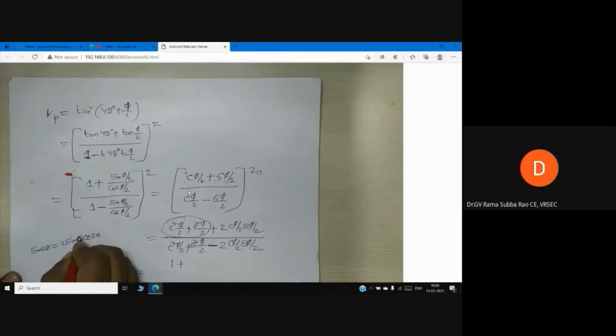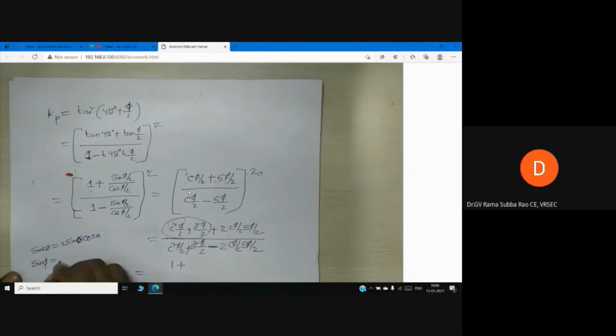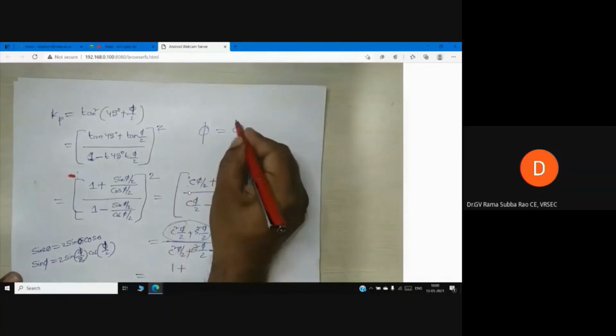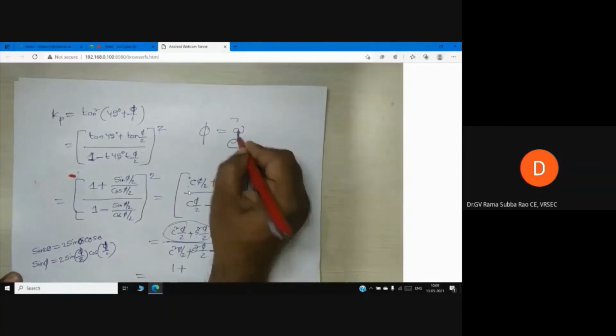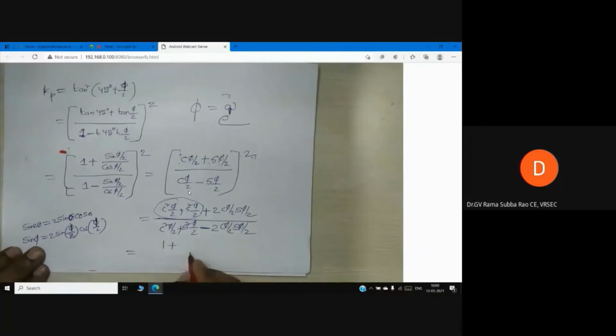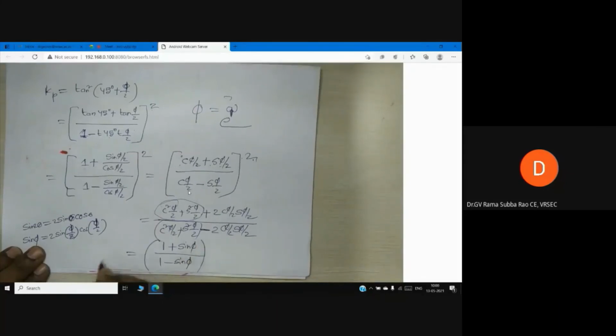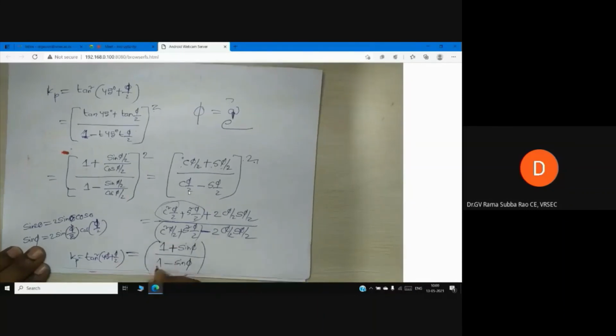So I have sin phi. Now I can write 2 sin phi by 2 cos phi by 2. So you know this. So now 1 plus sin phi by 1 minus sin phi. I think now you don't need anyone's help. Now you are able to tell Kp is tan square (45 plus phi by 2), which is equal to (1 plus sin phi) by (1 minus sin phi).